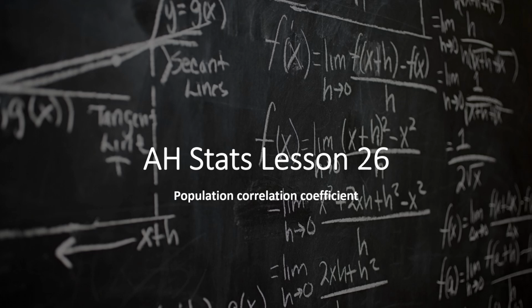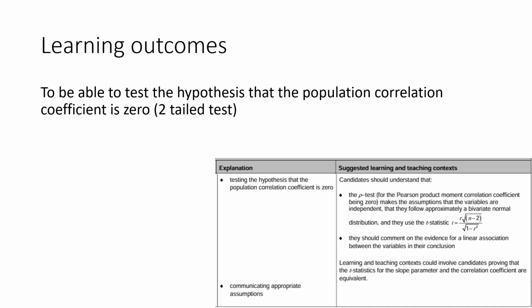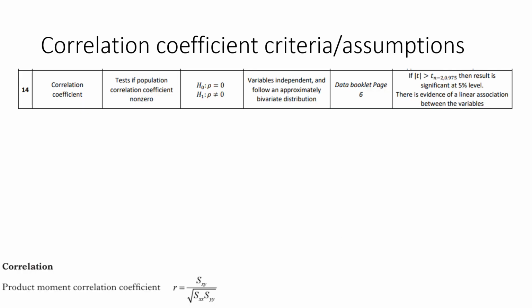In this lesson, we will be looking at the population correlation coefficient. By the end of this lesson, you should be able to test the hypothesis that the population correlation coefficient is zero. Another way to say population correlation coefficient is by the variable rho. Now, what is rho? Rho is a true version of R. So what do I mean by that?